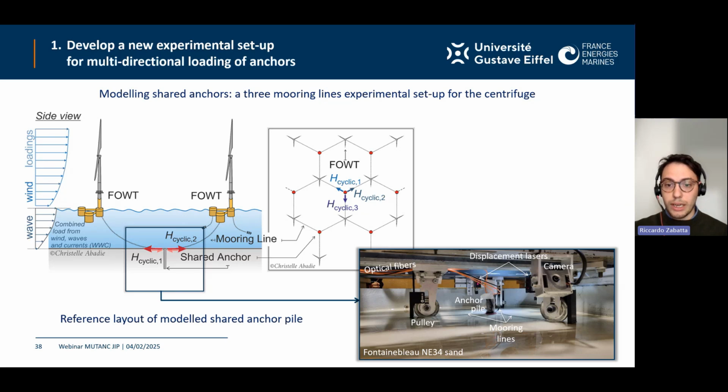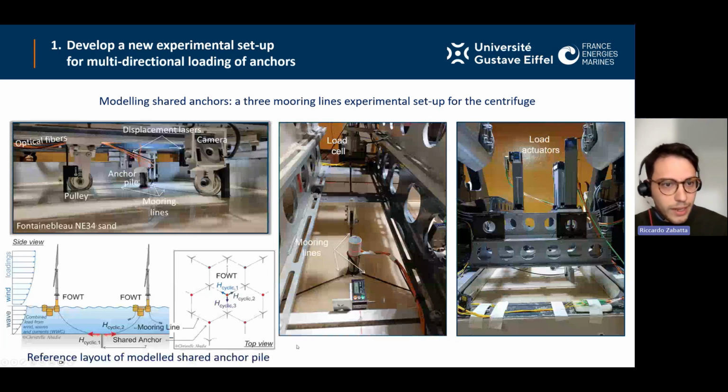So we have different mooring lines attached to the anchor pile. You see text labels indicating the different components of the experimental setup. If we switch to the next slide, we will see more detail. This is a more detailed view. Again, on the left, you have most of the different components. You have the anchor pile at the center, equipped with optical fibers that will give a lot of information about the deformation when we load the pile. Starting from this information, we can derive more information, as we will see later.